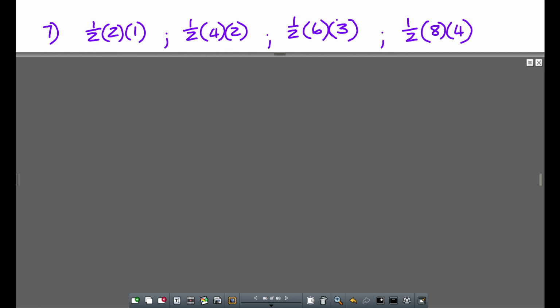En dis kom ek sê half maal 2 maal 1. The second triangle, I'll have half times 4 times 2. Die derde driehoek is half maal 6 maal 3 ensovoorts ensovoorts. Okay, nou wat ek wil hê jy moet vir my sien is term 1 I was multiplying with 1 here. Term 2 was my hoogte 2. Term 3 was my hoogte 3. Term 4 was my hoogte 4. Do you guys see that?